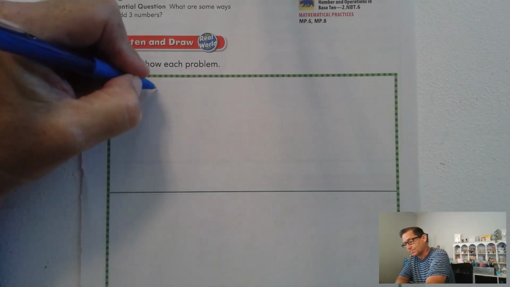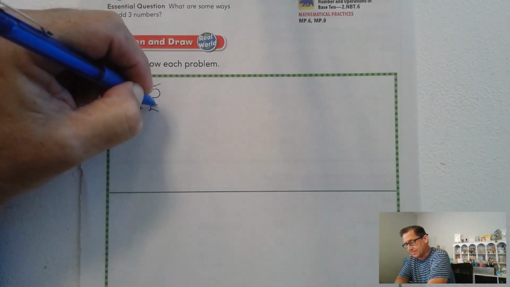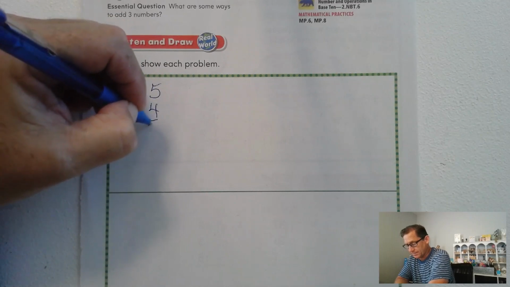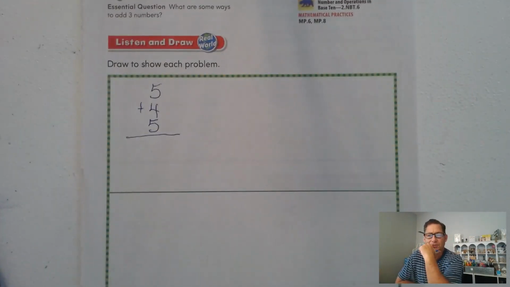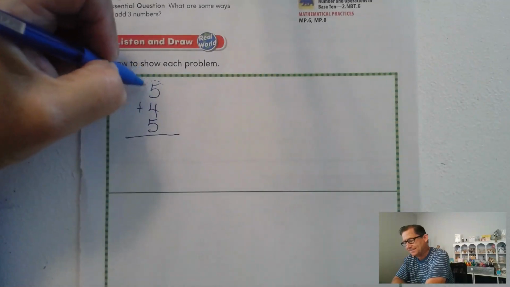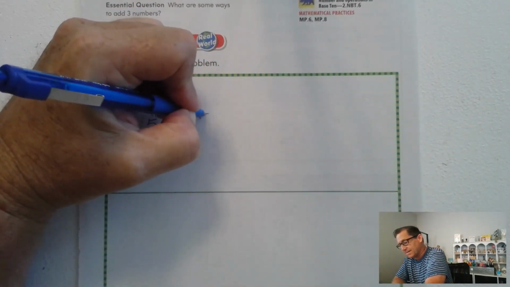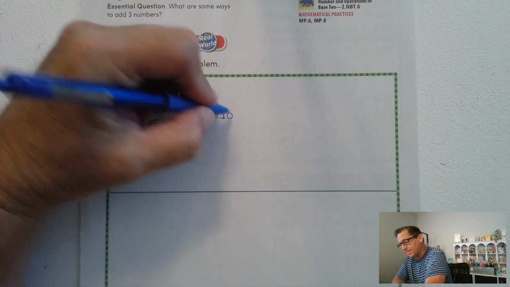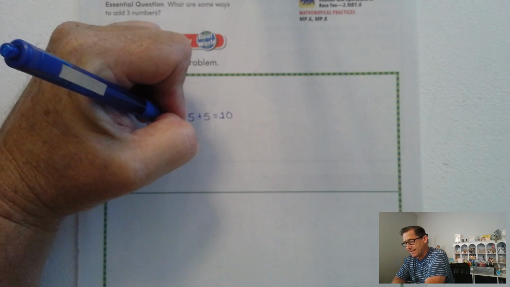All right. So we know that we have 5 plus 4 plus 5. All right. So there's a couple ways we could solve this problem. We can make a 10 by adding the 5s. 5 plus 5 is 10. And then 10 plus 4 is 14.